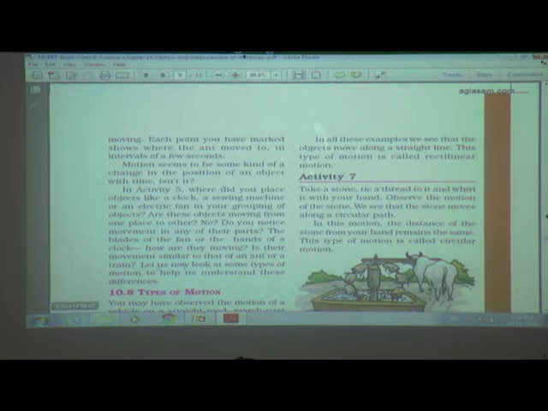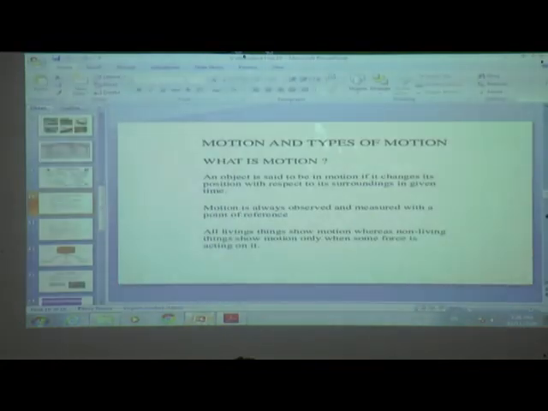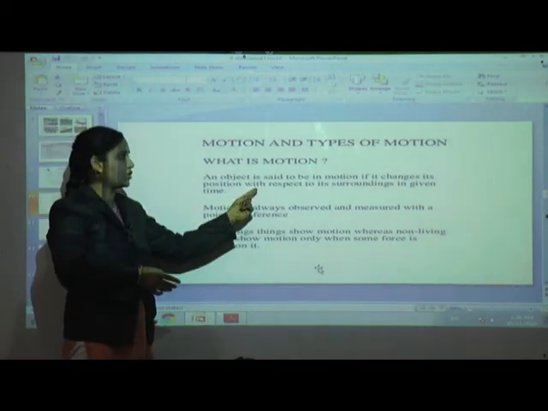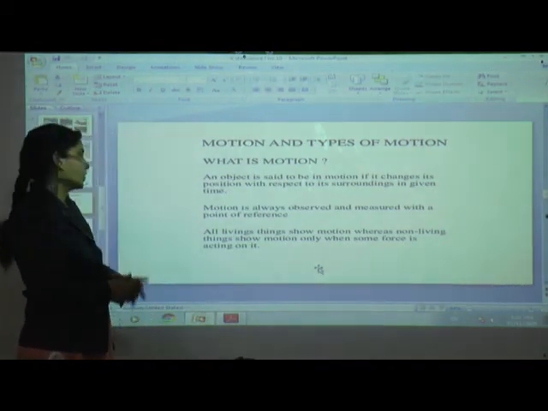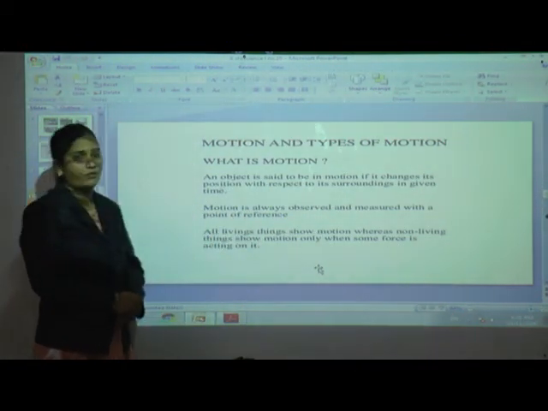So for that, let us now look at some types of motion to help us understand these differences. See here, motion and types of motion. What is motion? See here students, an object is said to be in motion if it changes its position with respect to its surroundings in a given time. Motion is always observed and measured with a point of reference.